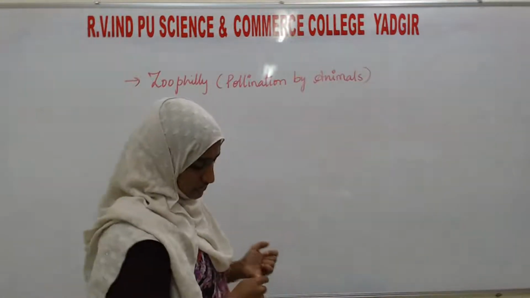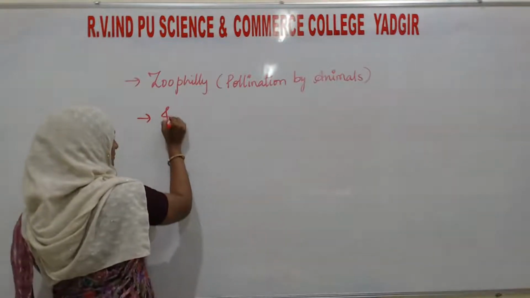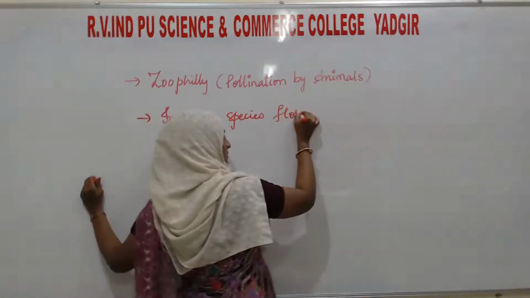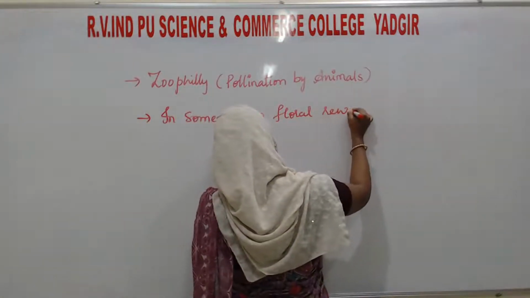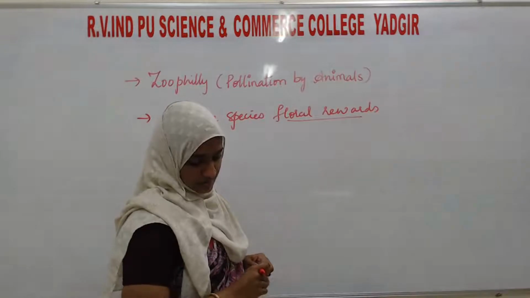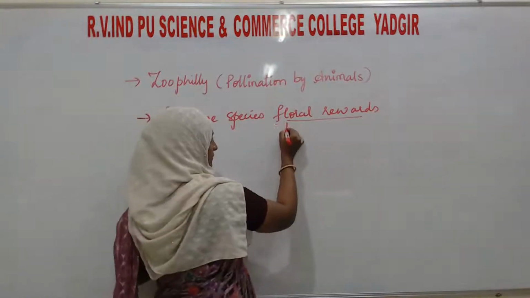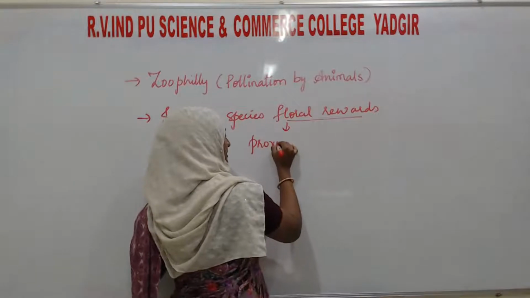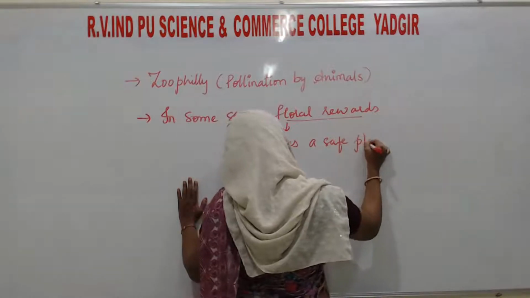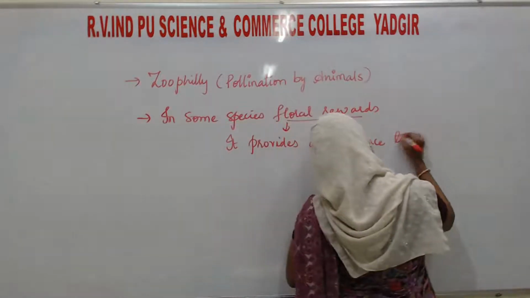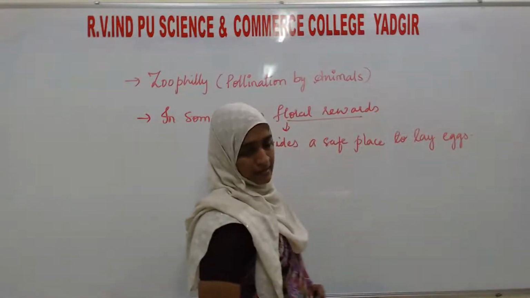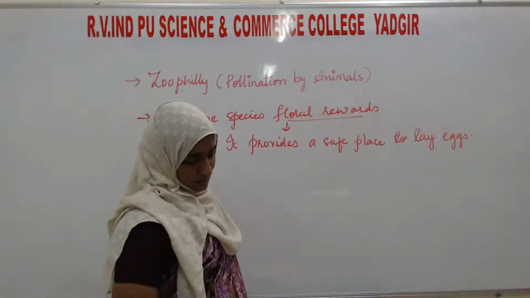See here, in some species, floral rewards. Floral reward means, what is the gift which is given by the flower to the animal? So it is providing a safe place. It provides a safe place to lay the eggs. To lay eggs. Okay, one of the examples is there.